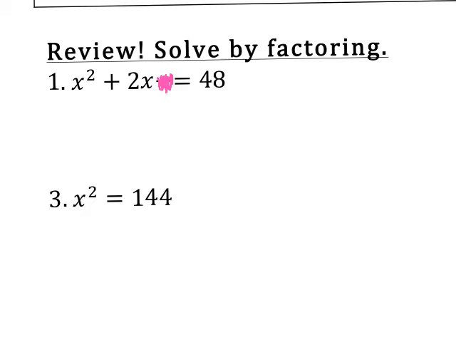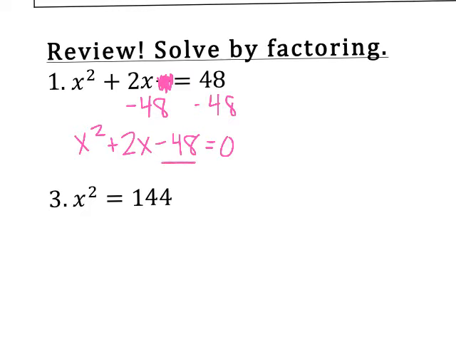Notice I have a 48 on the right side of my equation. However, I know that when I'm solving, I must have things equal to 0. The only way for me to get that 48 to the other side is to subtract it from both sides of the equation. So minus 48, that would give me x squared plus 2x minus 48 equals 0. After I do that, I'm good to go.